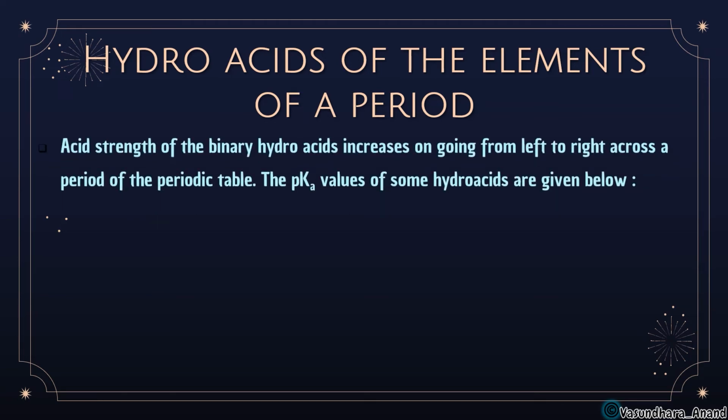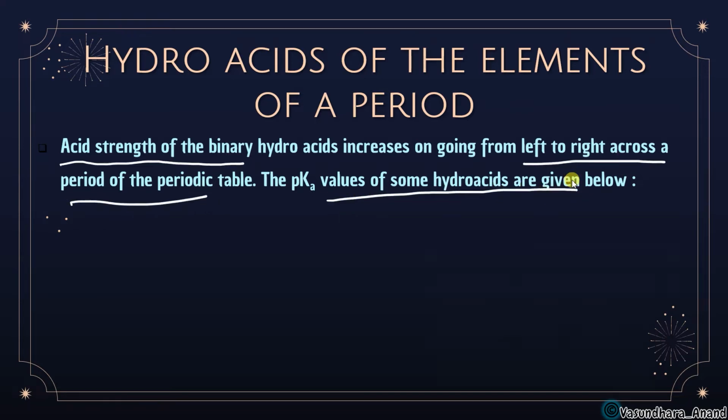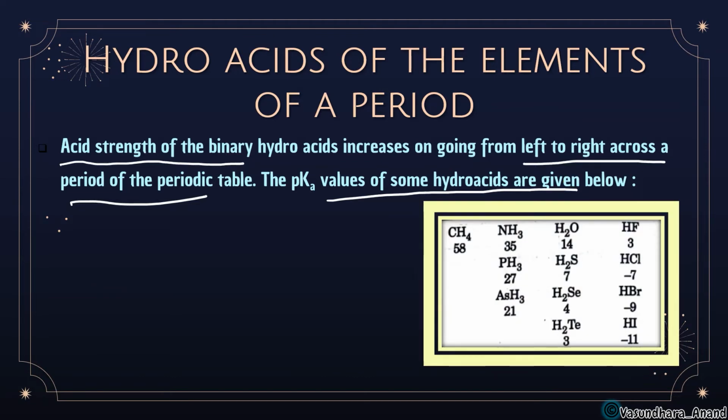Let's talk about a period. Acidic strength of the binary hydro acid. Binary, that means two elements will be there. Hydro acid strength increases on going left to right across a period of the periodic table. If we talk about acidic strength, it increases when we move from left to right across a period. pK values of some hydroacids are given below, like this: CH4, NH3, H2O, HF.